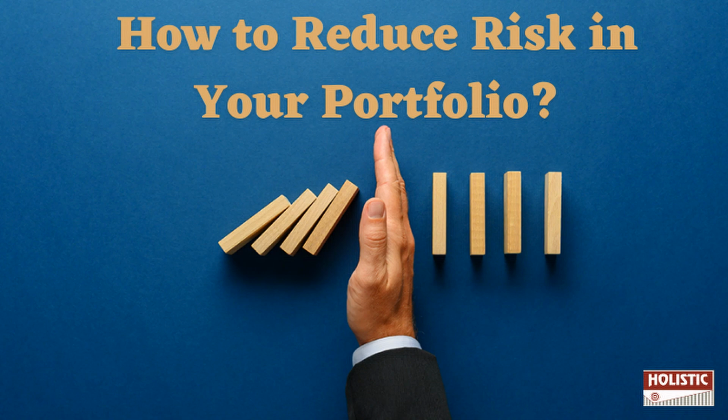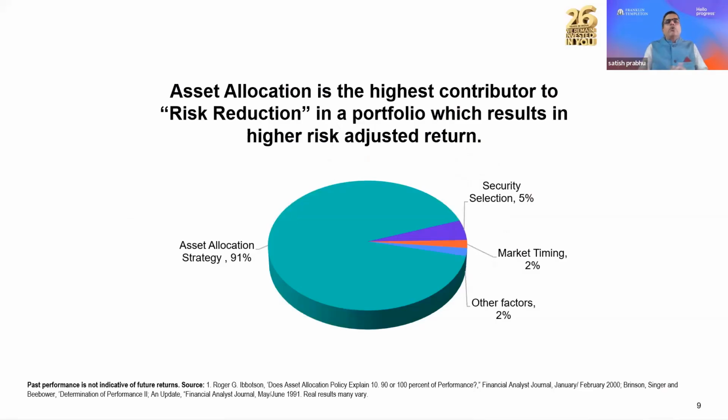Sadish, over to you. A study has shown that asset allocation is the highest contributor to risk reduction in a portfolio, which results in higher risk adjusted returns. Now, you may ask me, what exactly is the risk? The risk is that of fluctuating returns. And where do you see the highest risk? You see the highest risk in equities, because equities fluctuate a lot.